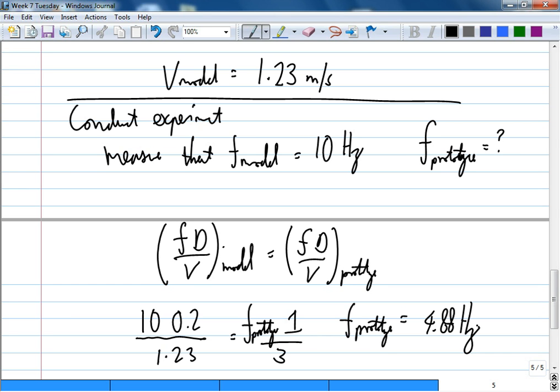Any questions so far? So that is how you set up your experiment to match all the parameters, do the measurement on your model, and extrapolate to full scale.